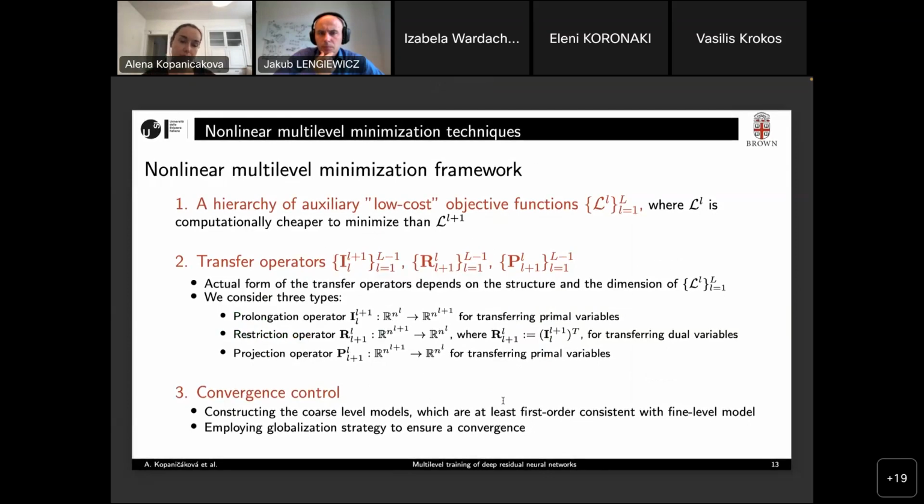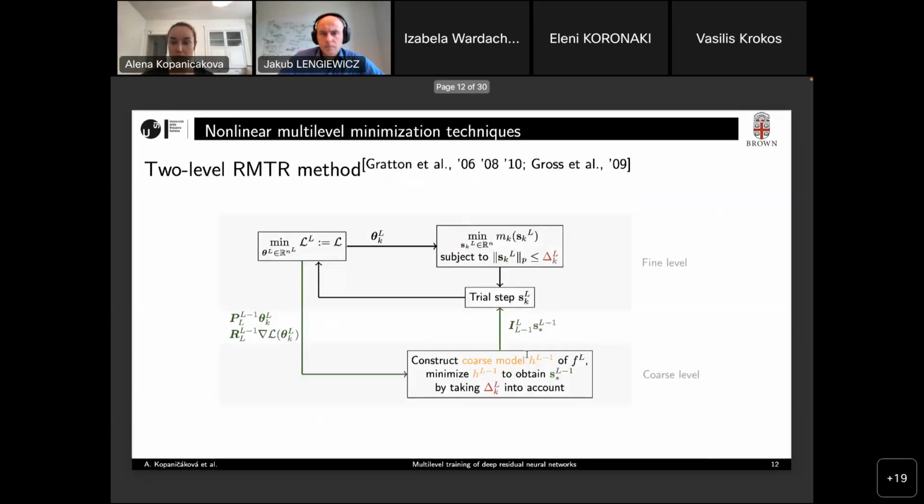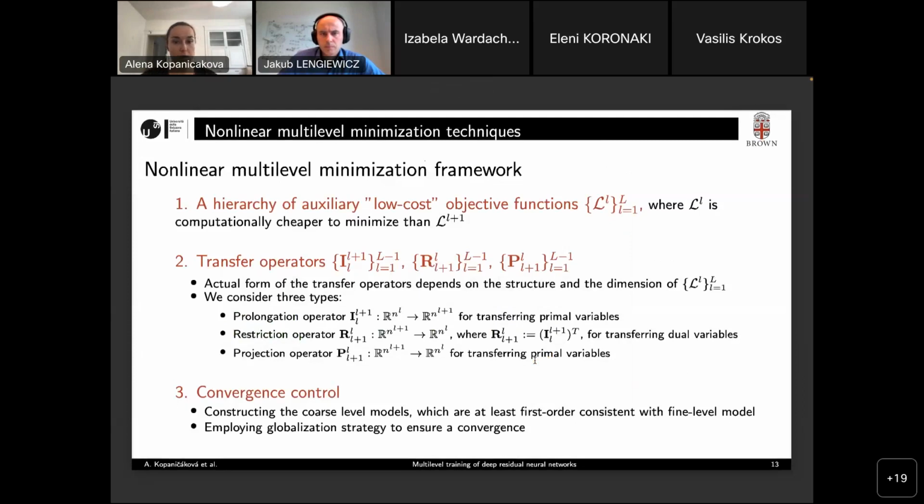So here are simple bullet points of the 3 main ingredients which need to be provided such that we can construct our multi-level trust region method specifically tailored for ResNet. First of all, we have to build some hierarchy of auxiliary low-cost objective functions. And as I said, we will be doing this by employing some dimensionality reduction techniques. And then these objective functions will be used to construct our coarse level models H. Of course, we also have to incorporate transfer operators. And at the end, we have to make sure that we preserve convergence properties of the single level deterministic trust region method. So first, let us start with the multi-level hierarchy and transfer operators.